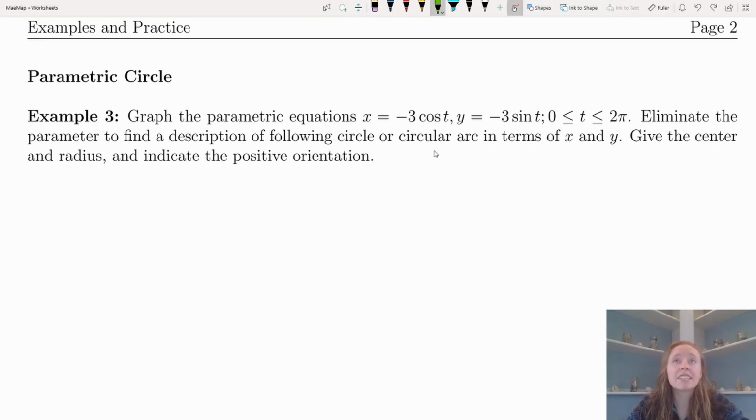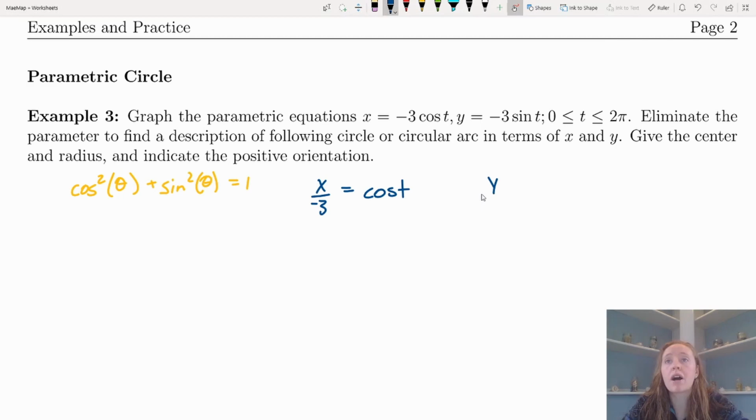Now remember, what's that identity that helps me out here? It's going to be the cosine squared of theta plus sine squared of theta equals 1. So I'm going to try to manipulate these so I can get a cosine squared and a sine squared. I think one of the easiest ways to do that is to isolate my cosine and sine. So I'm going to write x as, I'll divide by my -3 to get cosine of t all by itself, and I'll do the same for y. I'll divide by that -3 to get sine of t all by itself.